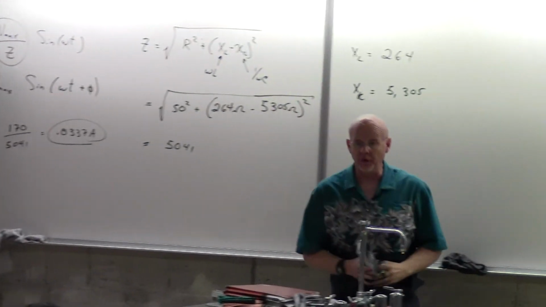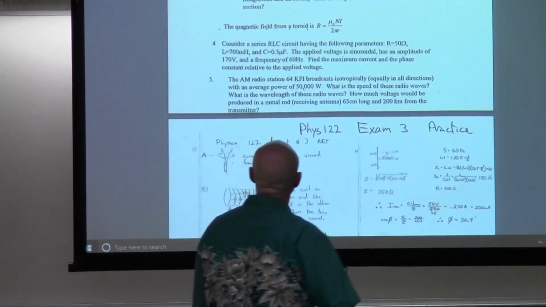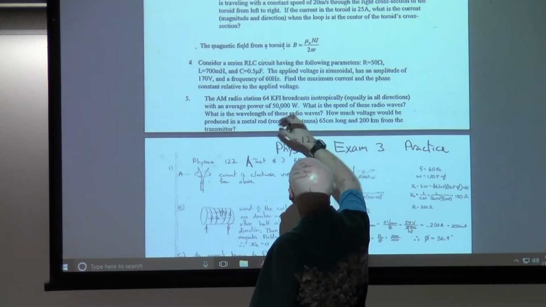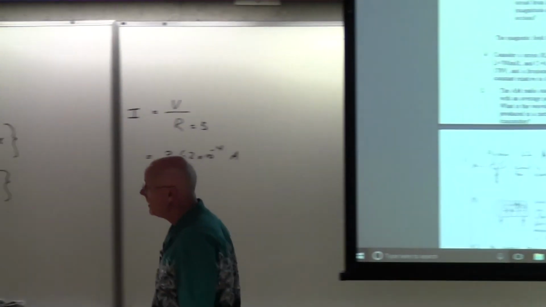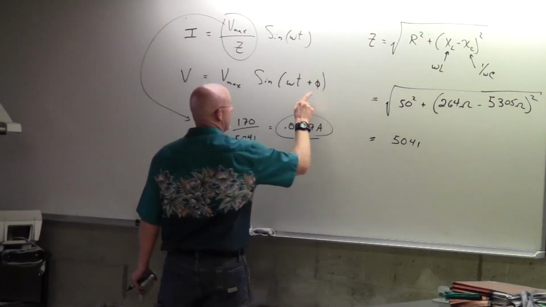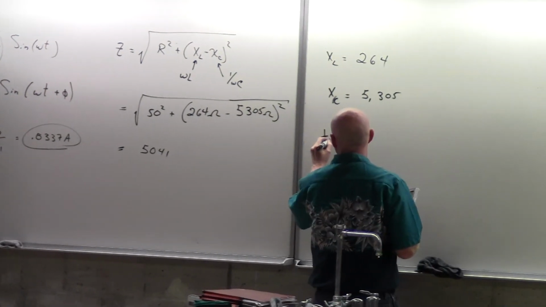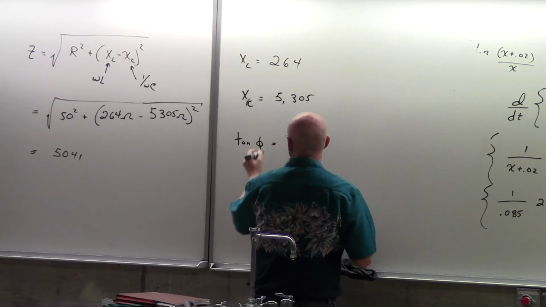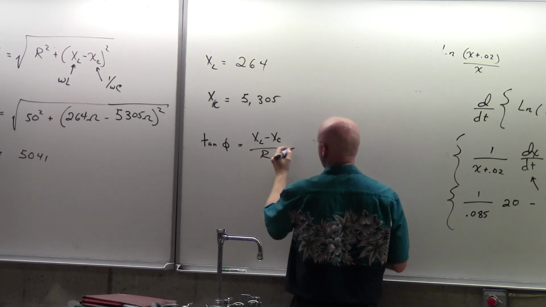And so there's the first part of the question: what is the maximum current? And then the other part of this is that phase constant. So again, remember our phasor diagram. We got this phase constant by saying the tangent of the phase is XL minus XC over R.